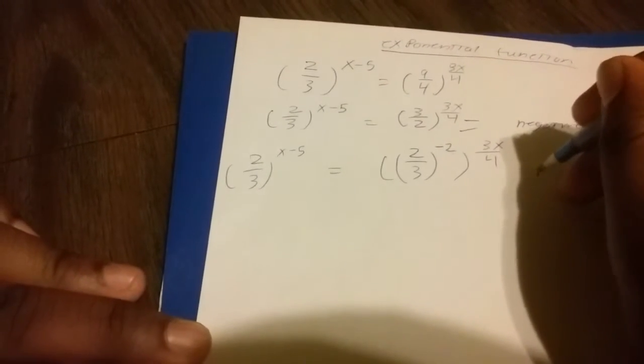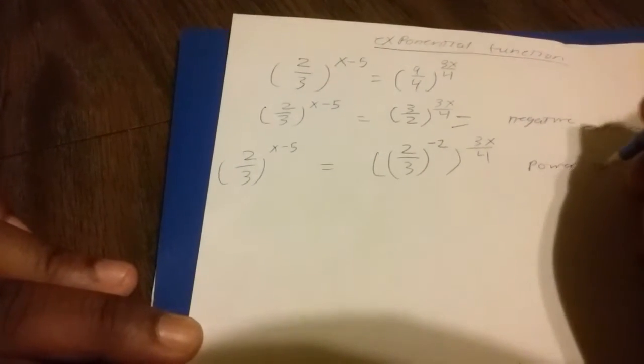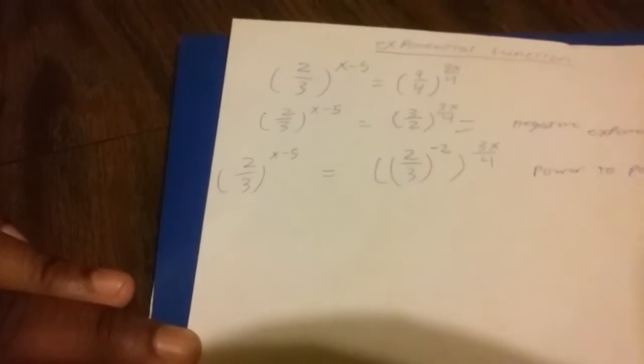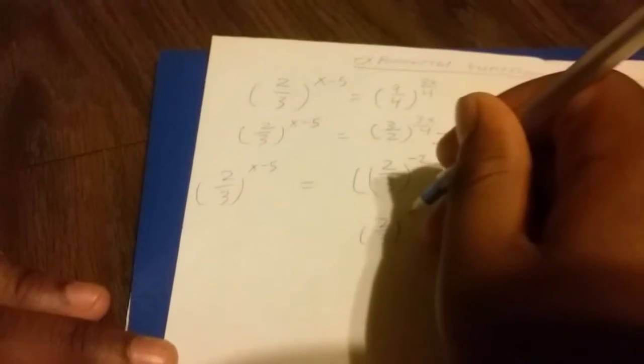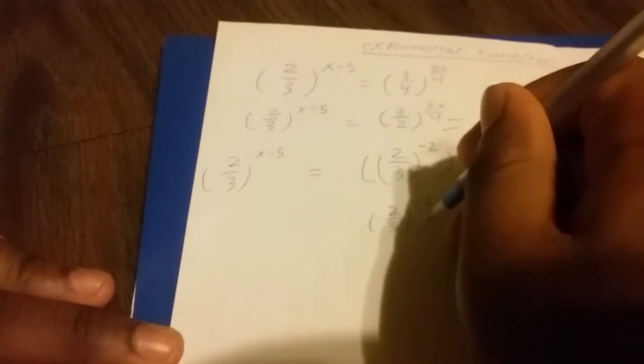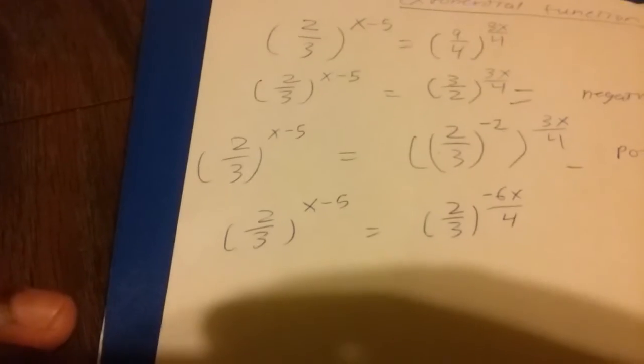Now we can also use the power to power rule. The power to power rule is where we combine the two powers to get the power of 2/3. And thus it gives us 2/3 to the negative 6x over 4 equal to 2/3 to the x minus 5.